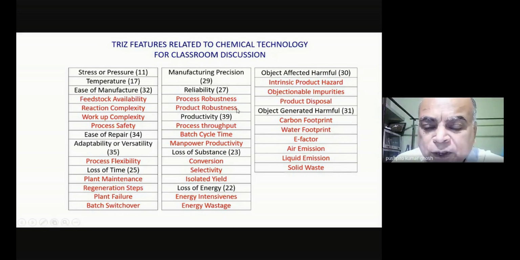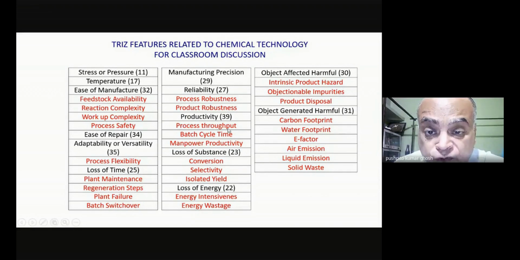Same with product robustness. Is your product very stable at different temperatures, or do I have to store it at low temperature? Like, for example, this has become a major issue with the coronavirus, the vaccines. There are some vaccines which require extremely low temperatures to preserve, like the Pfizer vaccine. So the product robustness in that sense is not very good. Imagine if I have to take the vaccine to a village, how do I ensure that it is kept throughout at minus 30 degrees centigrade temperature? It may not be so easy.